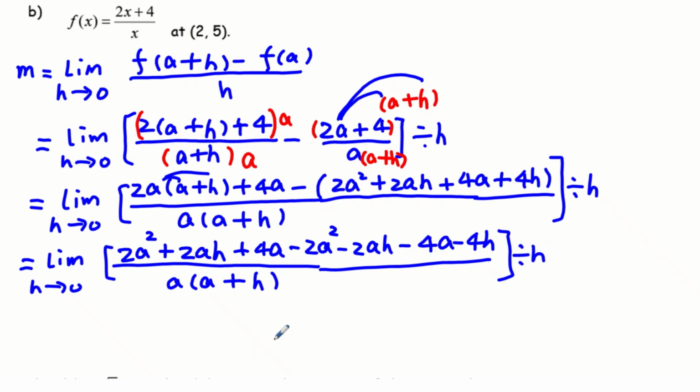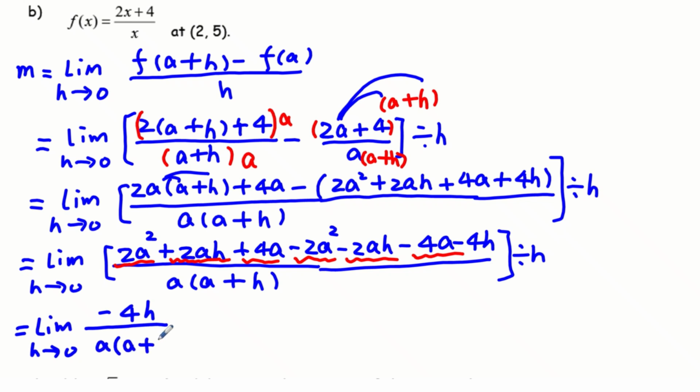Then we are going to collect the like terms, same variable, same degree. So a, same variable, 2 degree, same. So 2a squared, they are like terms. 2 minus 2 is 0, so it's gone. And 2ah minus 2ah is 0, gone. 4a minus 4a is 0. So in the numerator you only have negative 4h left. Negative 4h over a bracket a plus h.